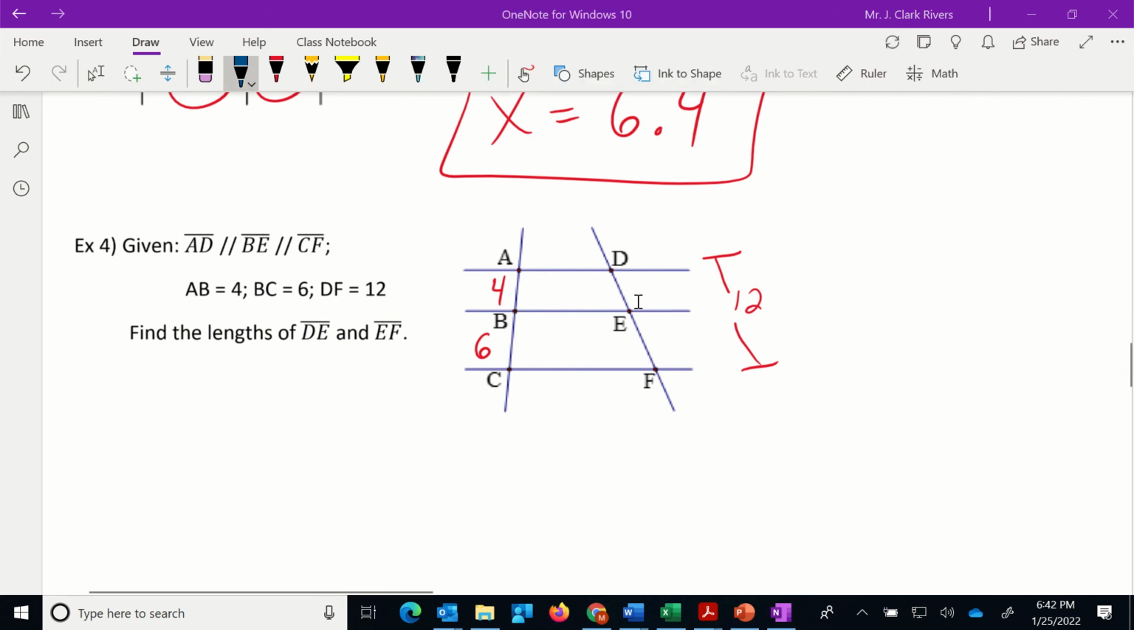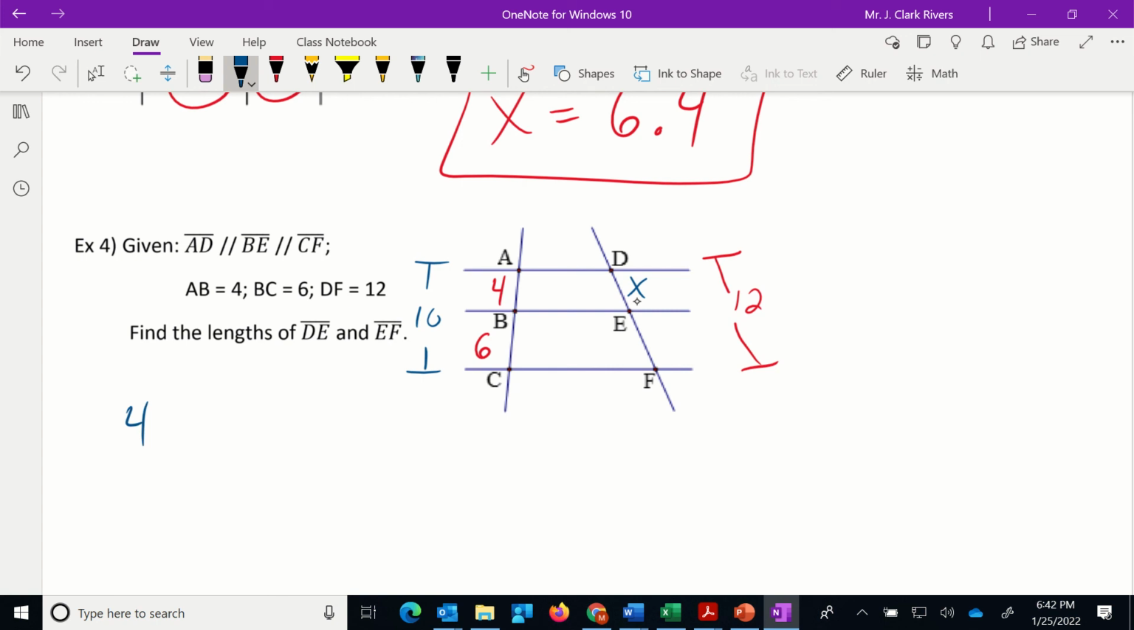So here's one approach to it. This whole side here is 4 plus 6, which is 10. So we could treat it like we would triangles. We're trying to find DE, so I'll say DE is x. Well, what does DE correspond to? DE corresponds to 4, doesn't it? So here's what we'll do. We don't know EF, so we can't use the transversal theorem right away.